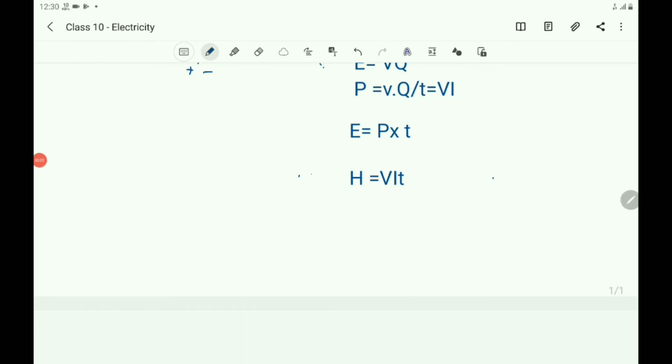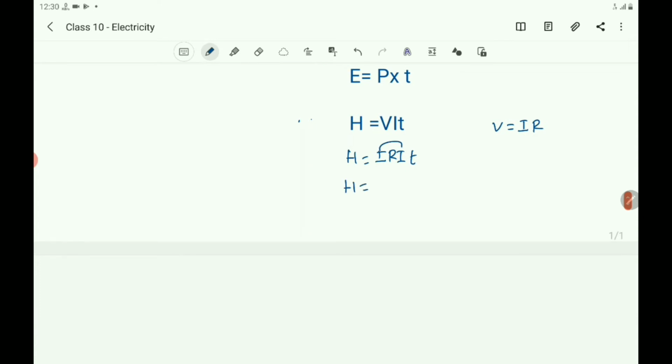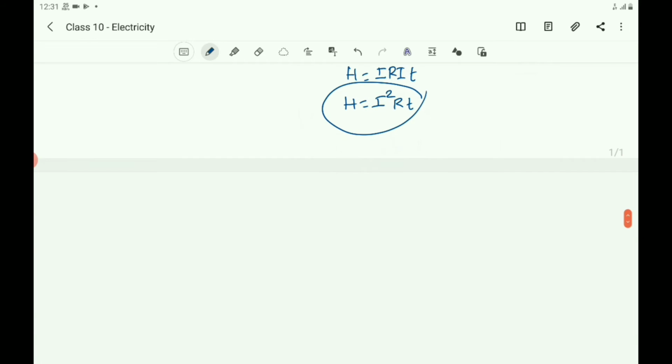According to Ohm's law, V is equal to IR. Put the value of V, that is IR, in this relation. So H is equal to I into R into I into T. Then H is equal to I square RT. This relation is called Joule's law of heating.